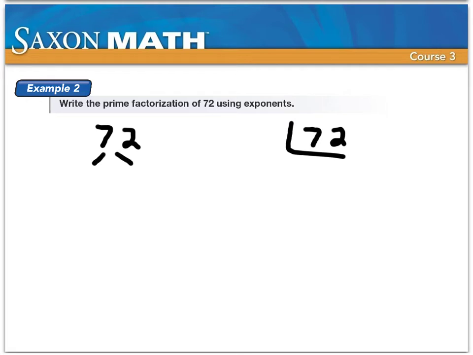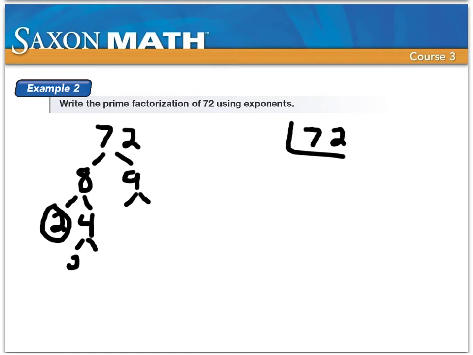So 72 can break down a few ways. Let's do 8 times 9. Neither one of those are prime, so we have to break them down more. 8 is 2 times 4. 2 is prime, so we circle it. 4 is not, so we break it down. Now both of these 2's are prime. 9 breaks down into 3 times 3, and both of those are prime.